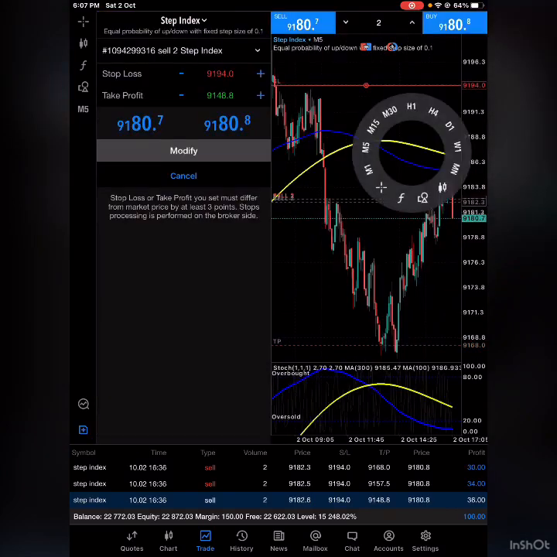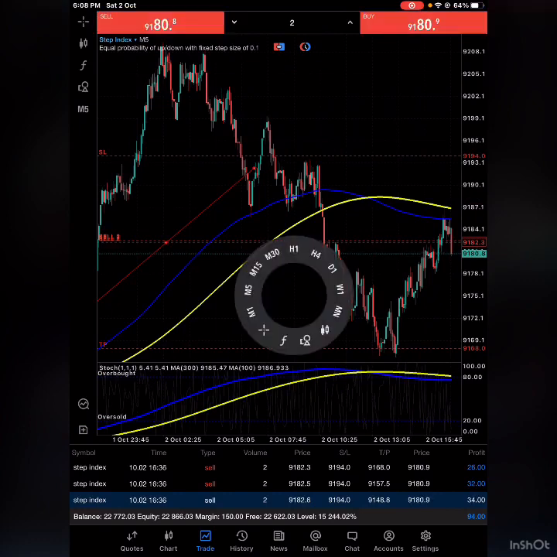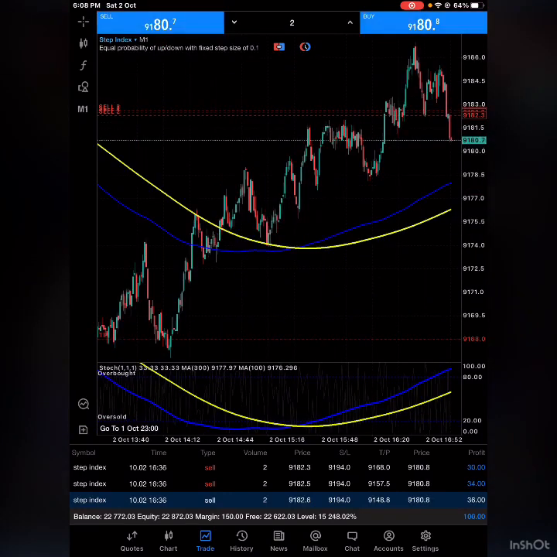So let's go back. Cancel. Let's go back to 1 minute. You can see it's about coming to touch the moving average. So once it touches the moving average, will be the first step. Now the blue moving average on the other side has actually touched this.